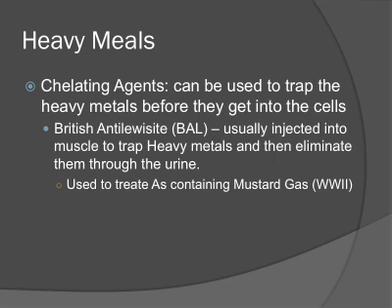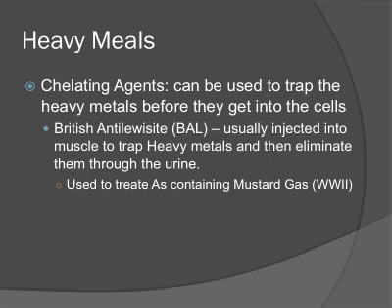And so we can use different forms of chelating agents, and basically what they do is those heavy metals would rather bond to those as opposed to your cells. And so if we can get them to bond to something else, then your body can get rid of them just like it gets rid of all the other waste.